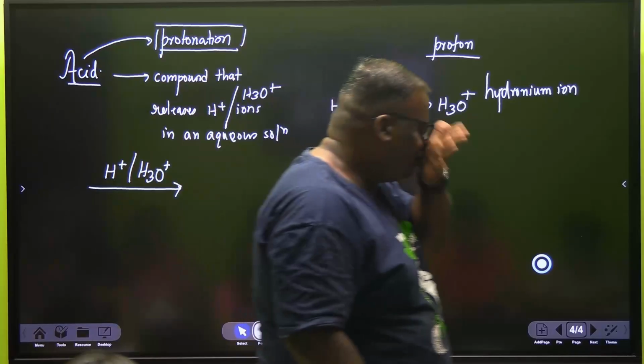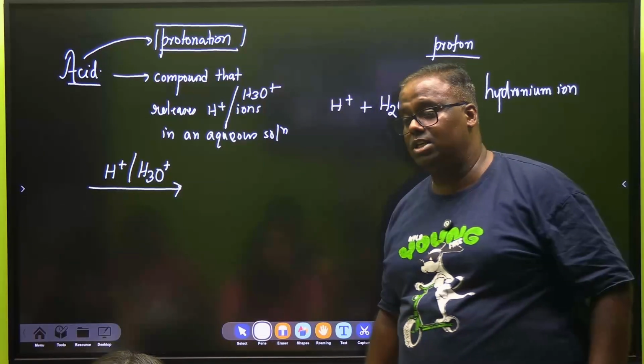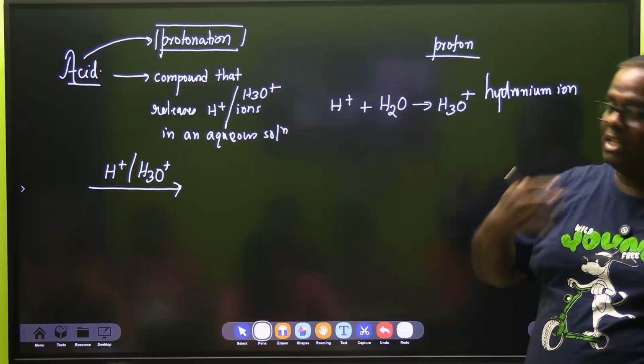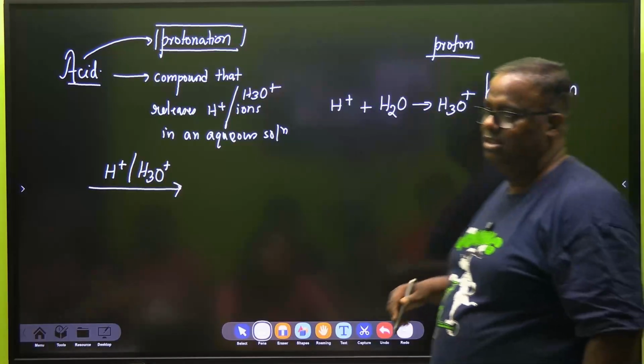Why does it react with H plus? Isn't it already stable? No, not stable. Nothing is stable. Water is a polar compound. Then you will study. That's why the chemistry of CBSE is very weak. Water has got, how do you say?